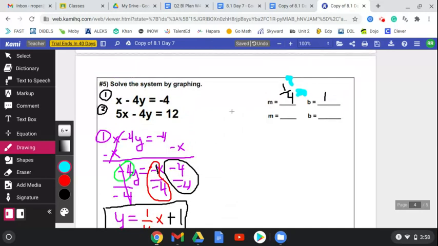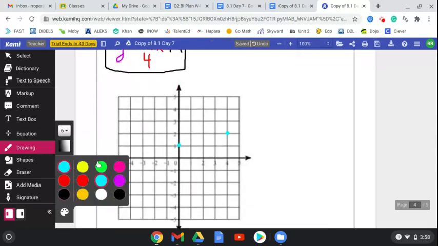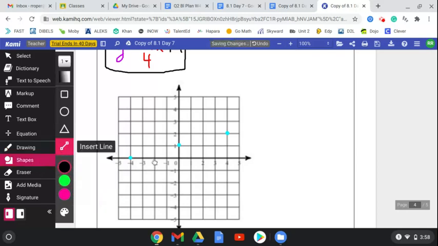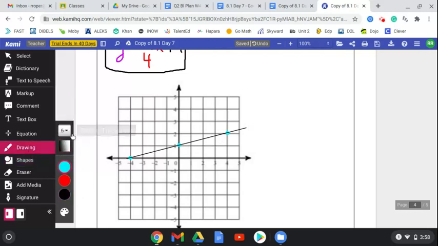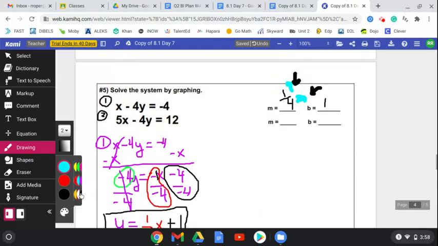Instead of going up 1, right 4, I can also change the direction and go down 1 and to the left 4. Down 1, left 4 from b. Let me try that. Down 1, left 4. 1, 2, 3, 4. And then make my line here. Arrows on the end of the line to show that it continues forever in both directions. And at the end of the line, put a 1 and circle it. That is line 1 that comes from equation 1.